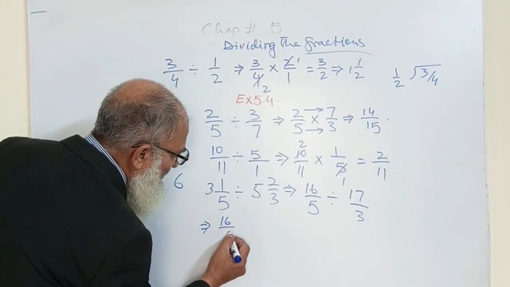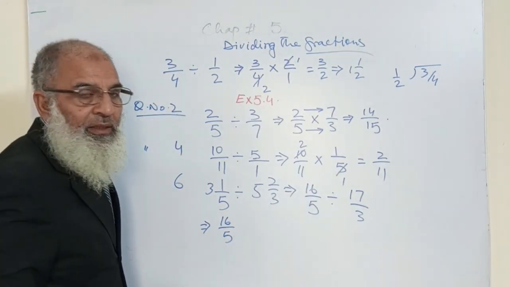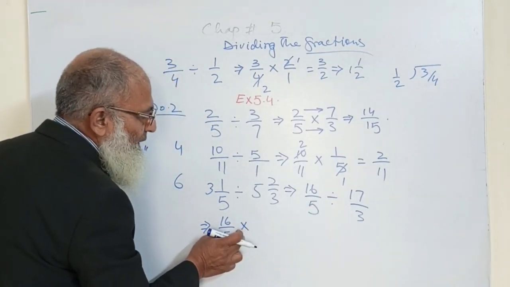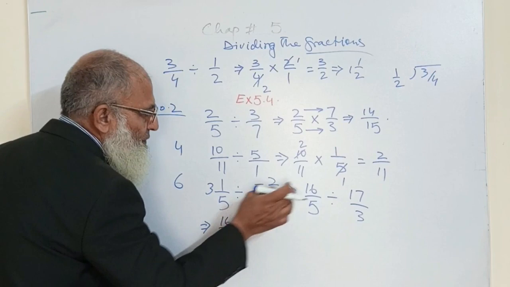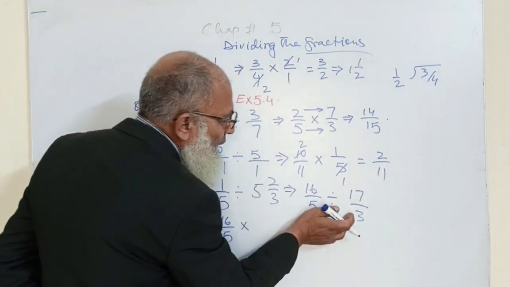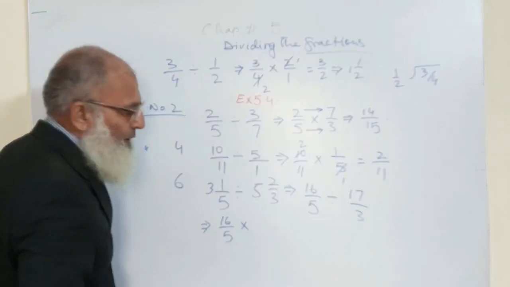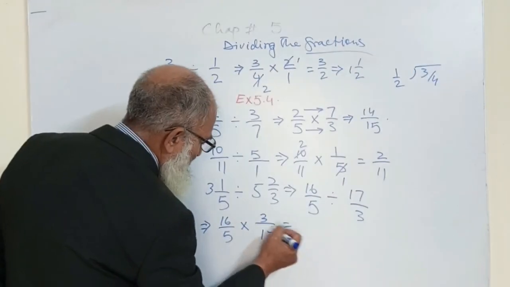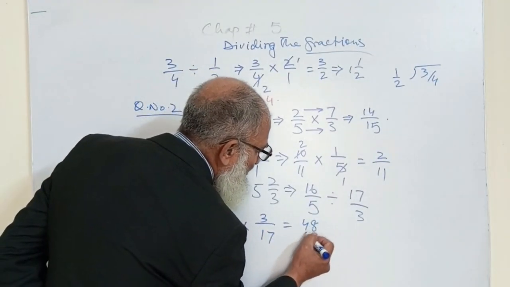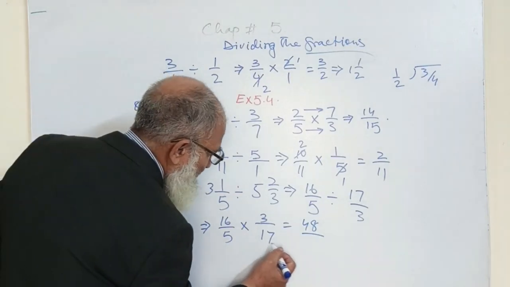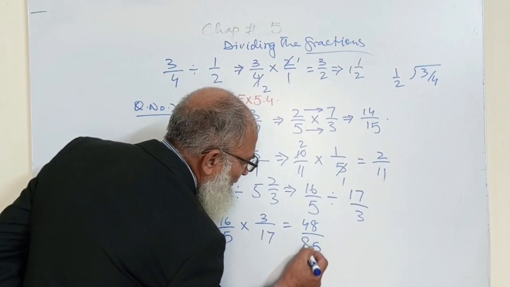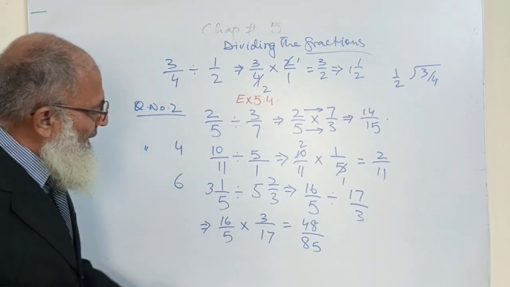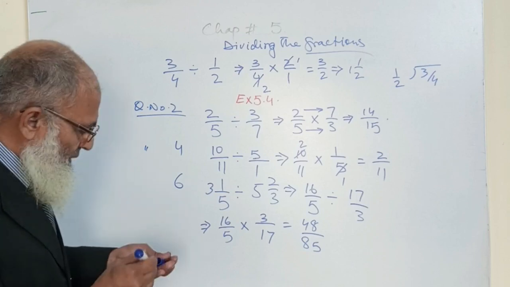Now let the first fraction remain as it is and change the sign of division into multiplication. When you change the sign of division into multiplication, you have to invert the fraction. So it will become like this: 48 upon 85. Now this is your final answer, 48 upon 85. So see how easy the questions are.